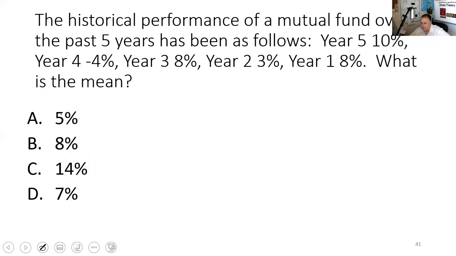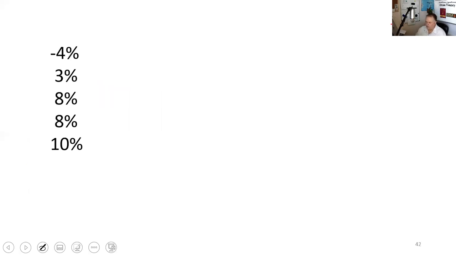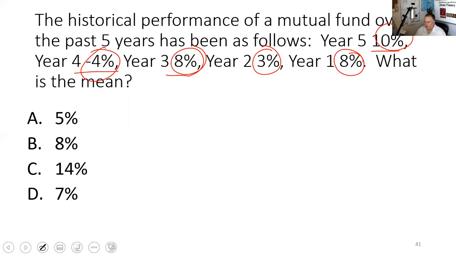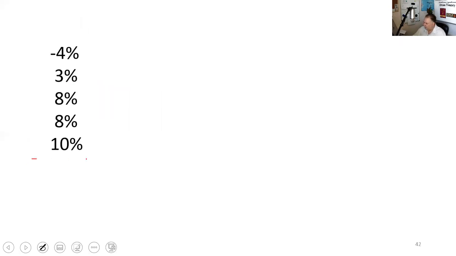All right, so here's the historical performance of a mutual fund over the past 4 years. So here's our sequence of numbers. We have 10, -4, 8, and 3. So here's all our numbers, right? Now I've taken the liberty of writing those numbers down. You get an official sheet of scratch paper, so I might recommend that you take your official sheet of scratch paper and write down the numbers.